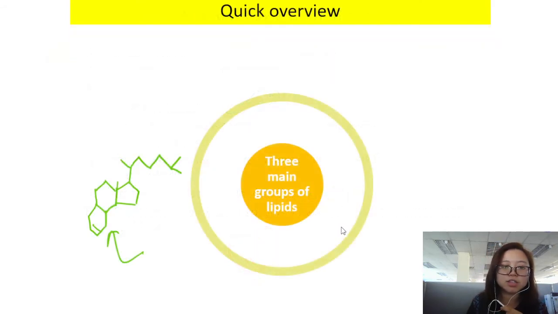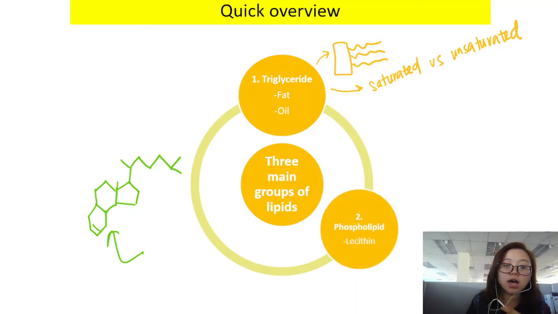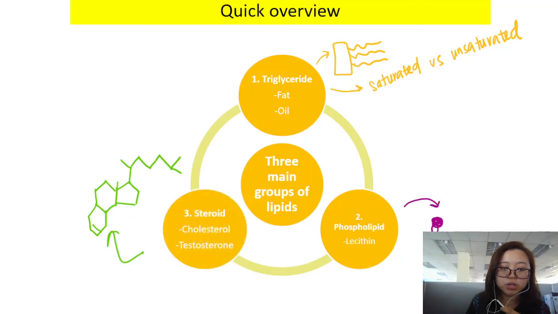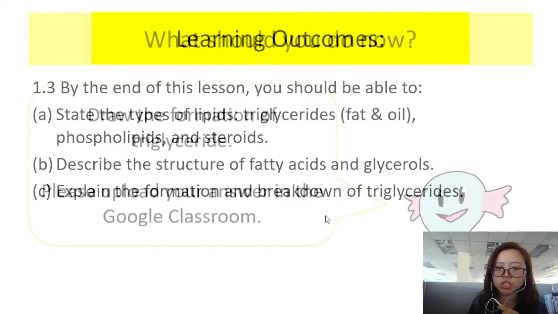Okay. Alright, so just a quick overview. We looked at 3 main groups of lipids, which is the triglycerides, fats, and oils. And we also look at saturated versus unsaturated fatty acids. Number 2, we look at phospholipids. And number 3, we looked at steroids. We focus more on cholesterol rather than testosterone in these notes. Okay. So once again, these are the learning outcomes, and I hope that you will be able to achieve them.